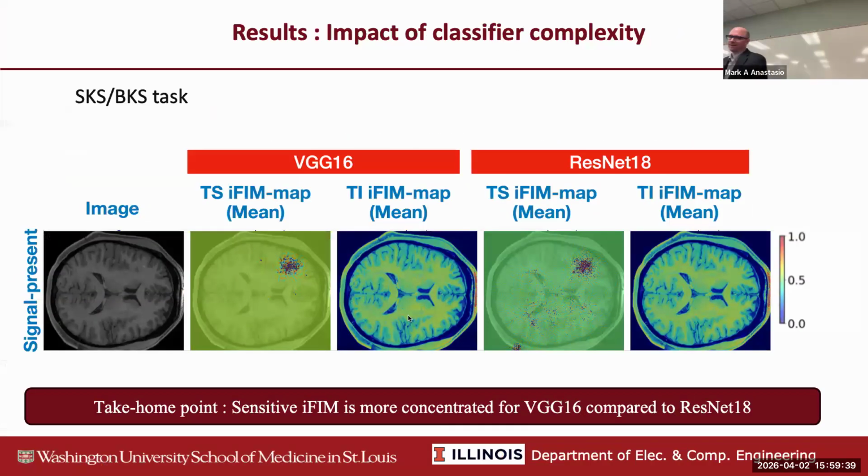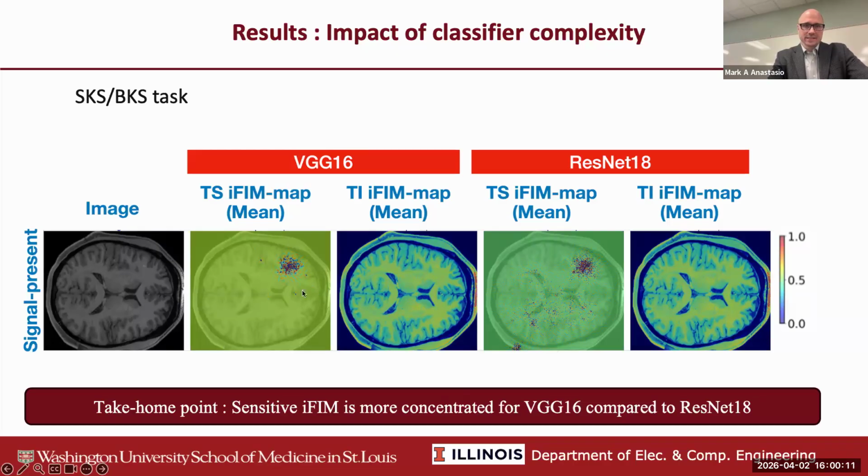Okay. So here's another example. And basically this example is showing the impact of the choice of the classifier. By construction, the task sensitive map depends on the classifier that was used. So that's not a bug, that's a feature. It has to be that way. So here's an example where I'm showing again those MRI examples, but now for two more expressive classifiers, the VGG16 on the left and the ResNet 18 on the right.